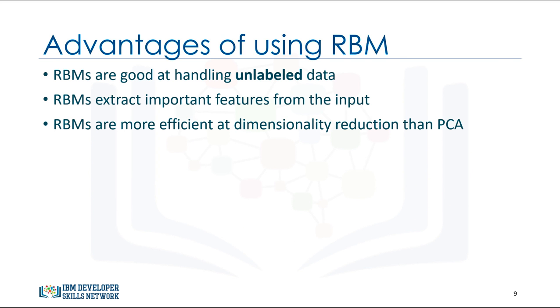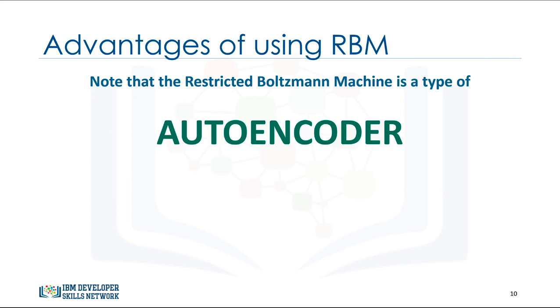RBMs are also generally more efficient at dimensionality reduction when compared to principal component analysis, which is considered a popular alternative. Finally, RBMs learn from the data. They actually encode their own structure. This is why they're grouped into a larger family of models known as autoencoders. However, restricted Boltzmann machines differ from autoencoders in that they use a stochastic approach rather than a deterministic approach.